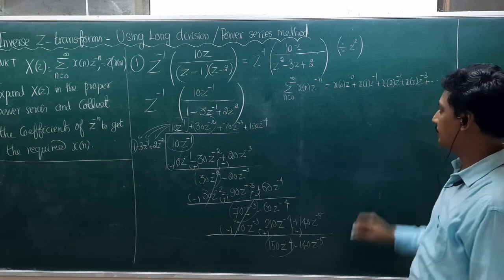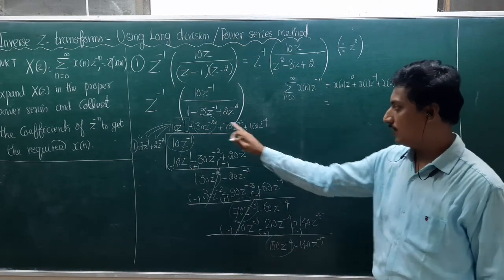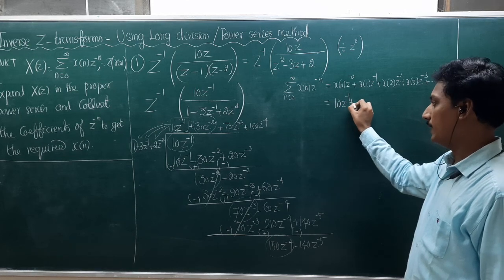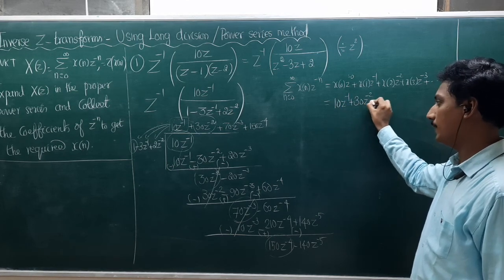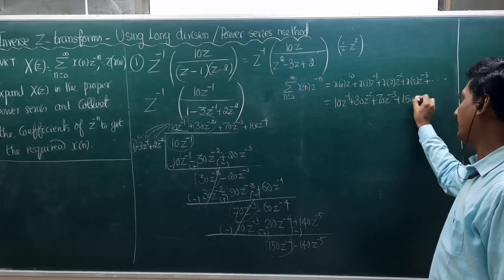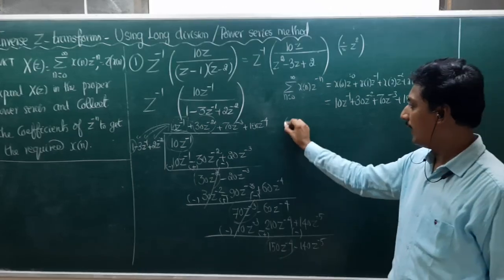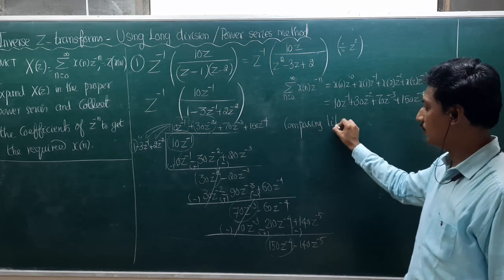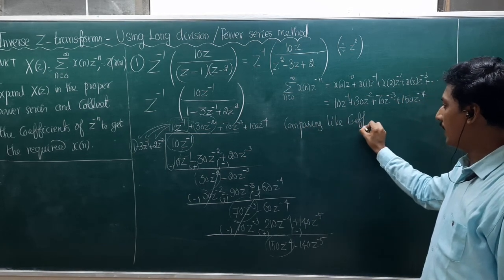So continue like that. But this is equal to the quotient. What's the quotient? 10 z power minus 1 plus 30 z power minus 2 plus 70 z power minus 3 plus 150 z power minus 4. Now, equating or comparing like coefficients, what do we get?